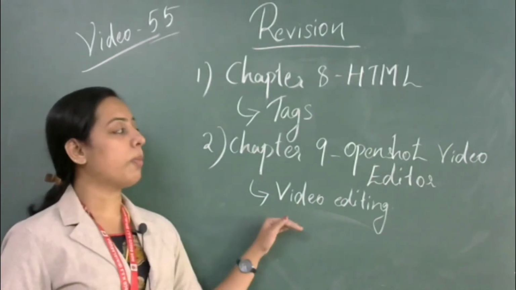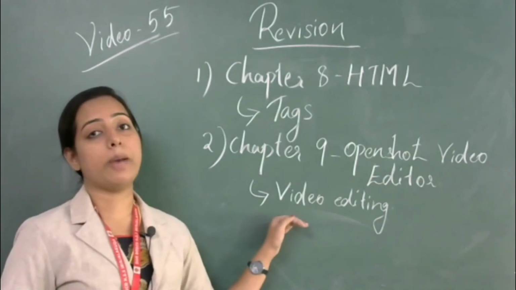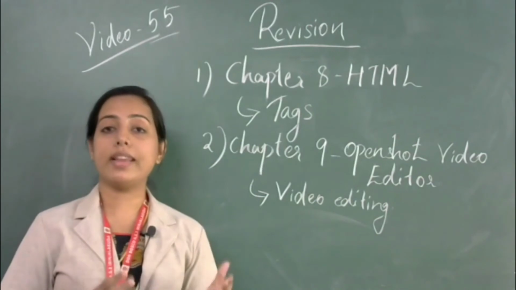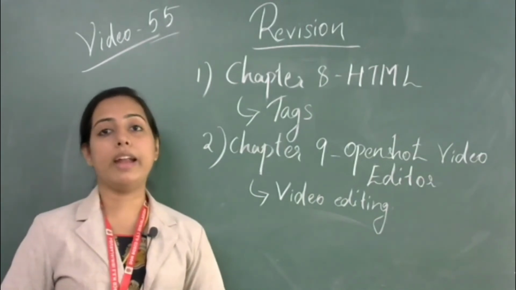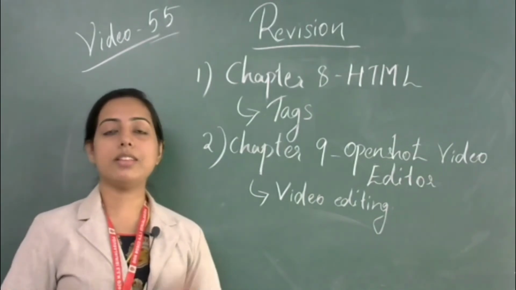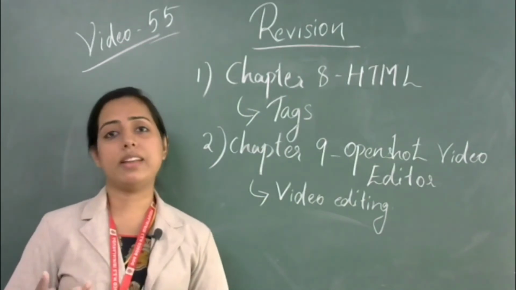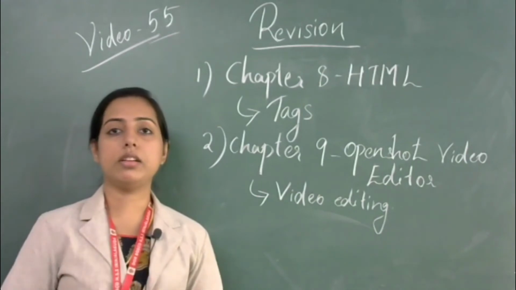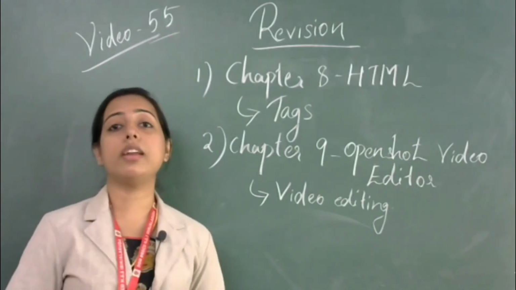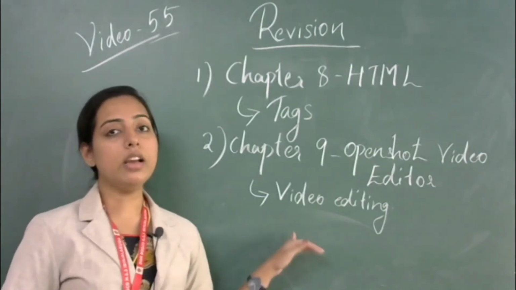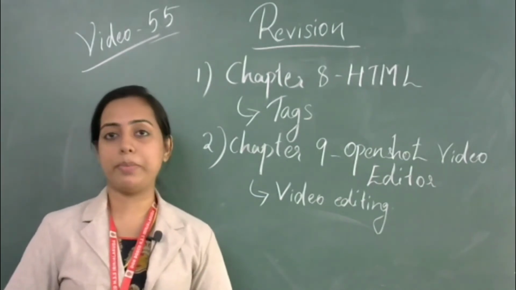Next chapter is OpenShot Video Editor. Very easy chapter. How to remove unwanted parts from a video using razor tool and playback head tool and add marker tool. That is the important topic in chapter 9. And also we can include text or title. As an introduction part, we can include a title to the video. So that's our chapter 9. I'll show one activity from this chapter.